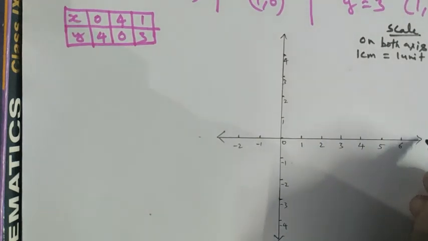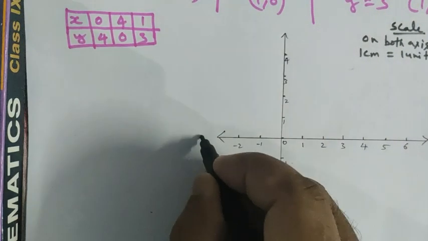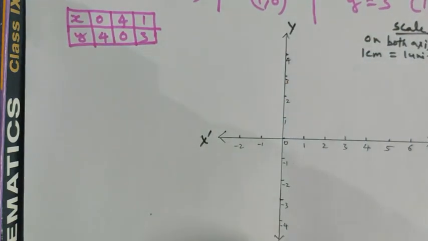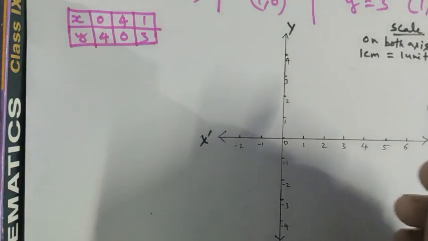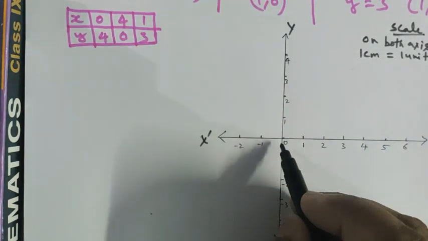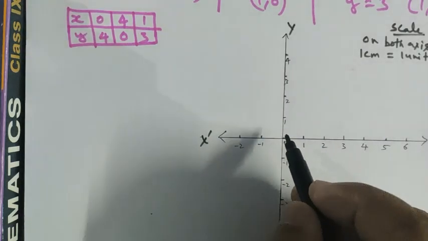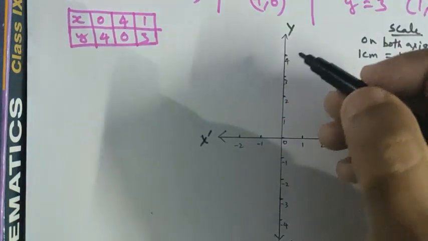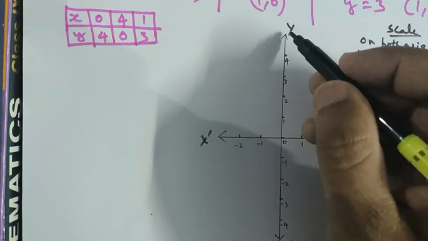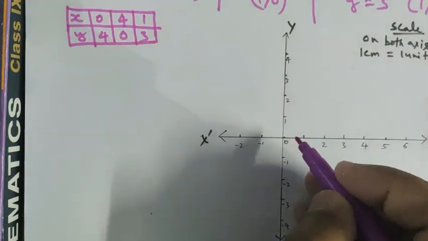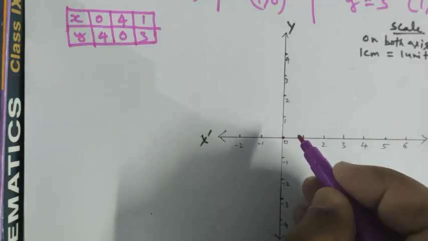Secondly, you have to mention X dash, that is the x axis, and Y dash, that is the y axis. And always remember that the right side will be positive. This we have all discussed in coordinate geometry. And above the origin will be the positive y axis, the y coordinates. Now we will be marking the points. The first point is 0 comma 4. The x coordinate is 0 and the y coordinate is 4.